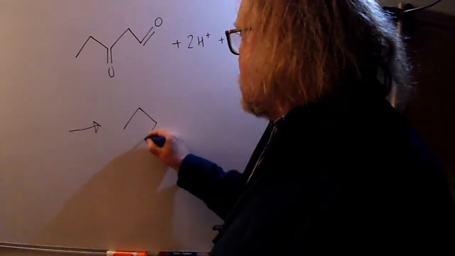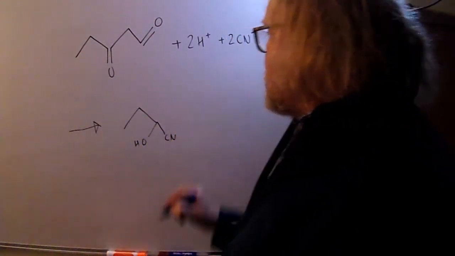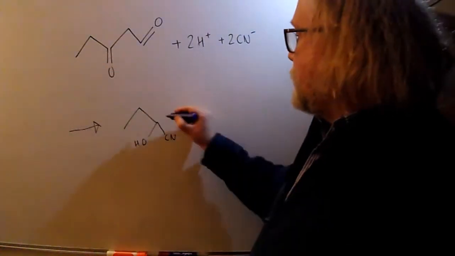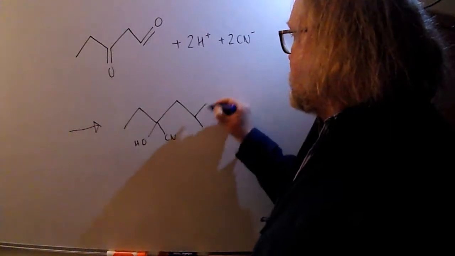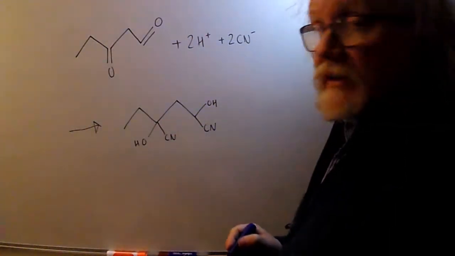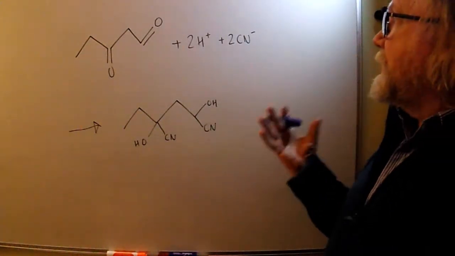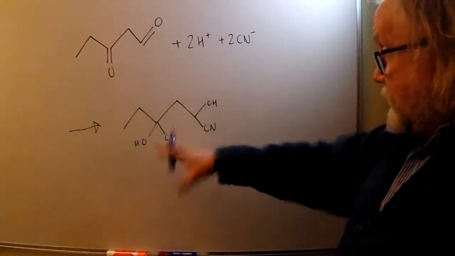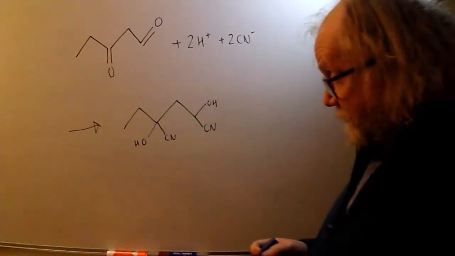So here you get OH and CN, where the ketone group has reacted, and here you get OH and CN, where the aldehyde group has reacted. And if you've learnt your reactions, you remember that that's nucleophilic addition. So it's addition, there is no other product, and so that's all you have in your equation.